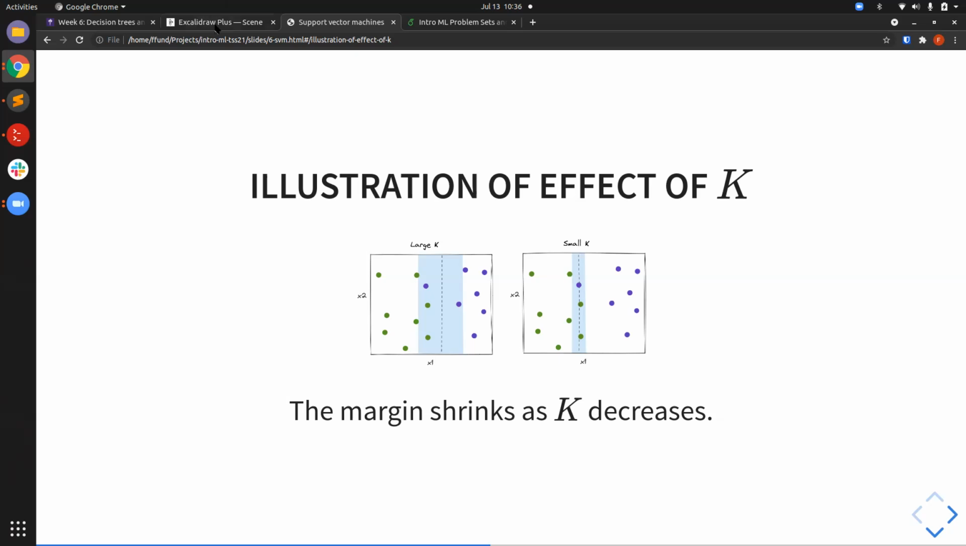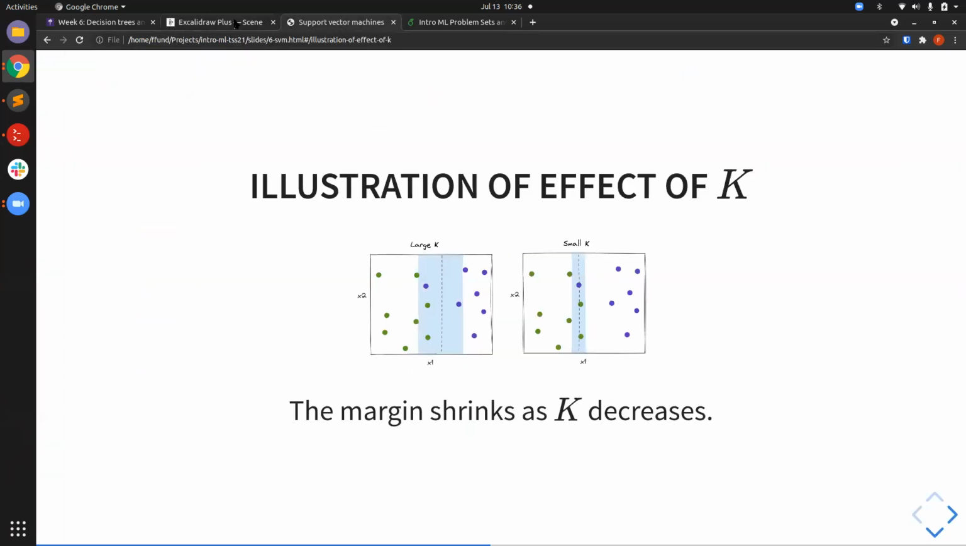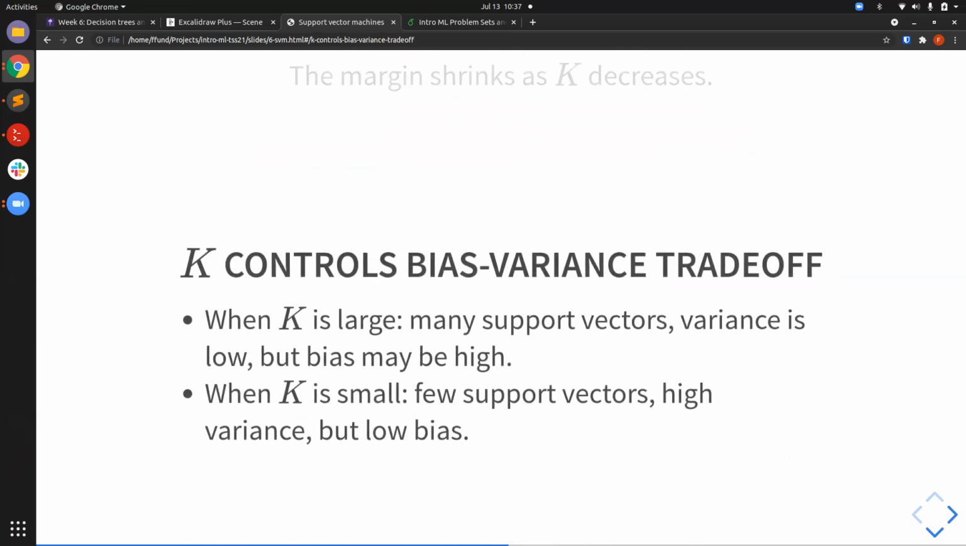When you have many support vectors, any individual support vector is not going to affect the overall hyperplane as much. So if you have many support vectors, the variance is low. On the other hand, the bias may be high. So if k is large, you have many support vectors and a wide margin, but the bias might be high. When k is small, you have fewer support vectors, more variance, but potentially lower bias.